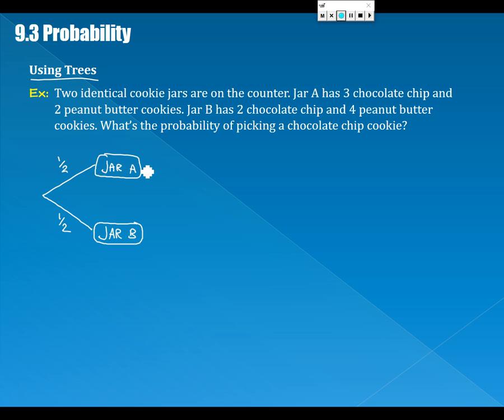All right, so if we're inside jar A, what are the options? A chocolate chip cookie, or a peanut butter cookie. Ooh, yum. Tough choice. They both sound really good to me. I think I'd be happy with whatever outcome. Fill in the probabilities here for me.